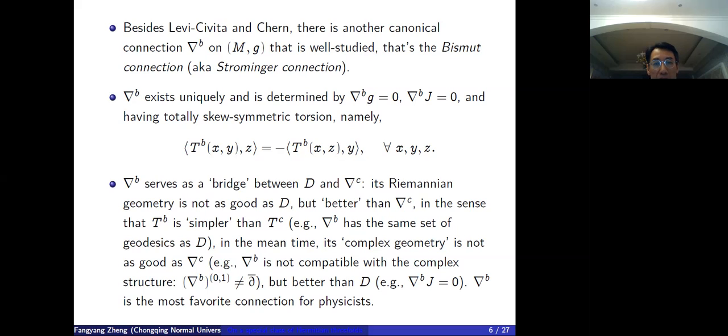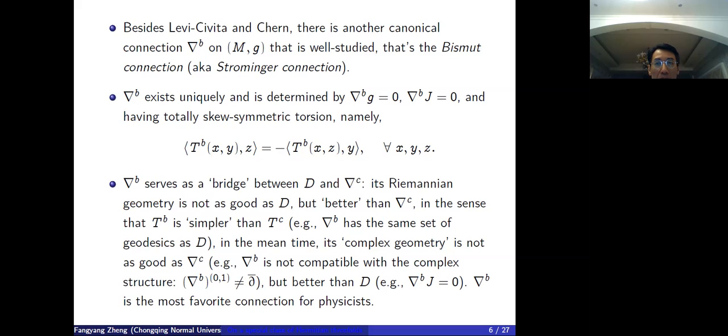from the complex structure point of view, the Bismut connection is certainly not as good as Chern, because it's compatible with J, but not compatible with D bar, right? But on the other hand, it's way better than the Riemannian connection, the Levi-Civita connection, because D in a non-Kähler case is not even compatible with J, right? So in a way, it's a compromise. But somehow the physicists must have their intuition and reason. They just use this Bismut connection a lot.